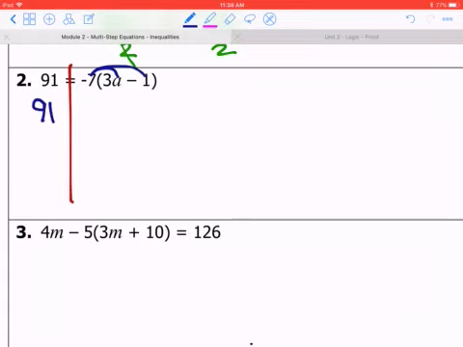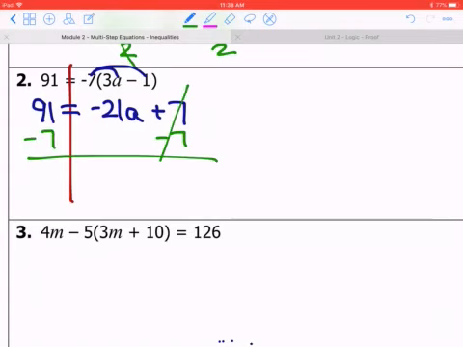So over here, 91 is going to stay the same. Negative 7 times 3a. So negative 7 times 3 is going to give me a negative 21a. And then negative 7 times negative 1 is going to give me a positive 7. So I did distributive property, and now I'm going to solve. So I have plus 7, so I want to do minus 7, or a negative 7. Remember, minus negative means the same, plus positive means the same. So now if we look, 91 minus 7 is going to give me 84. And then I have my negative 21a. So now I'm going to divide by negative 21.